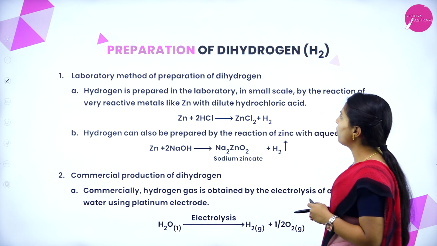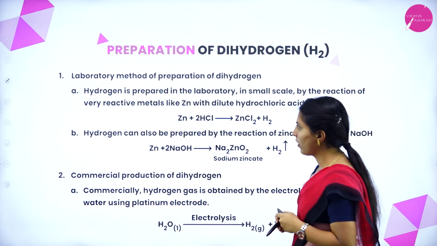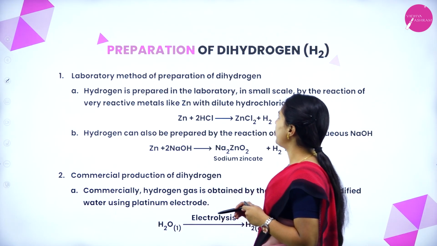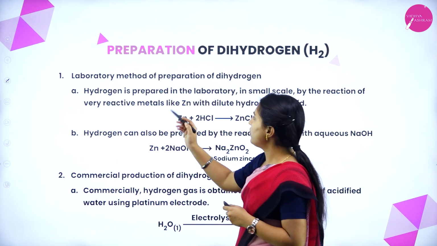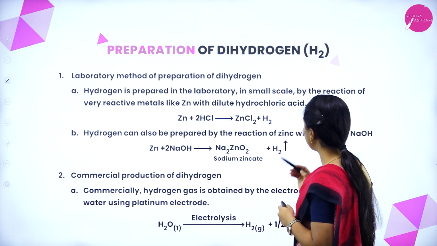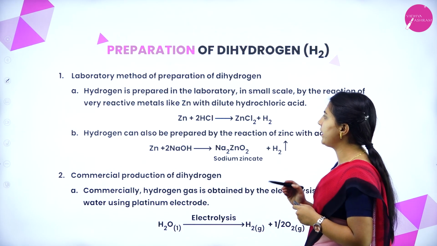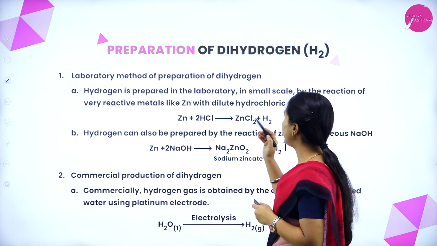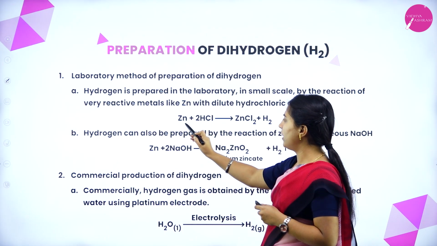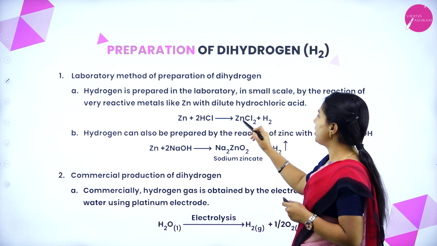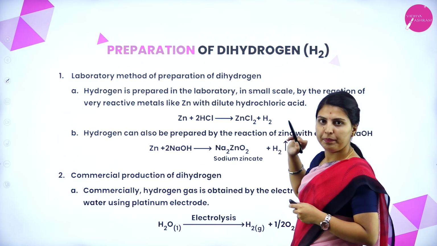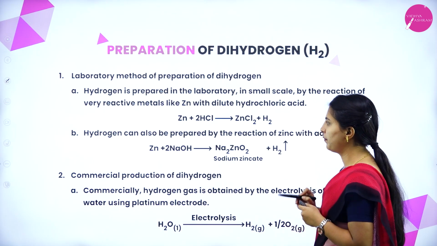Next, preparation of dihydrogen. Laboratory method of preparation of dihydrogen. There are various kinds of preparation. Hydrogen is prepared in the laboratory on a small scale by the reaction of very reactive metals like zinc with dilute hydrochloric acid. See here, zinc plus hydrochloric acid forms a salt, ZnCl2, plus hydrogen gas.